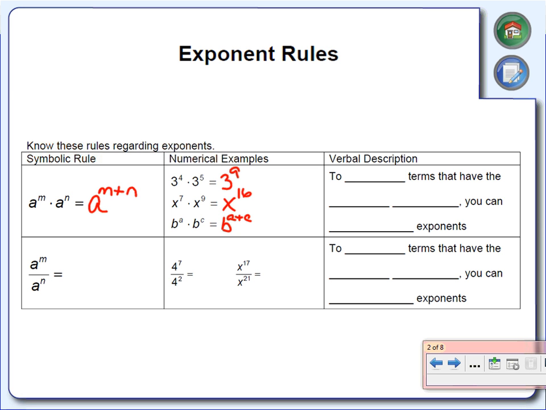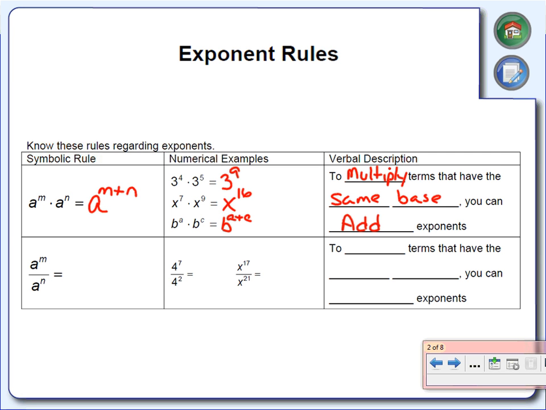So let's take a look at that verbal description. It says to multiply terms that have the same base. What are we going to do with the exponents when we're multiplying with the same base? Add the exponents. Which, like I said, is a rule that you guys talked about back in Algebra 1. Nothing new there. Same thing on this second rule that we have here.